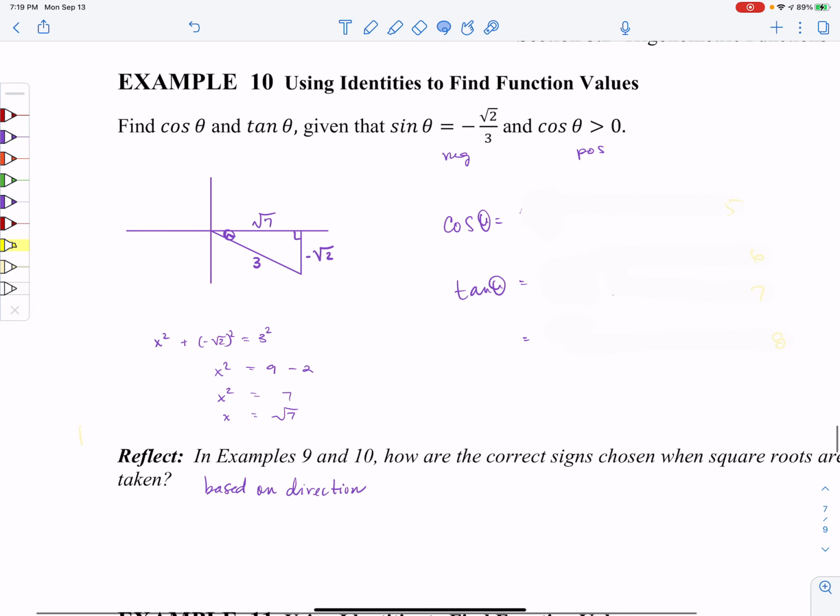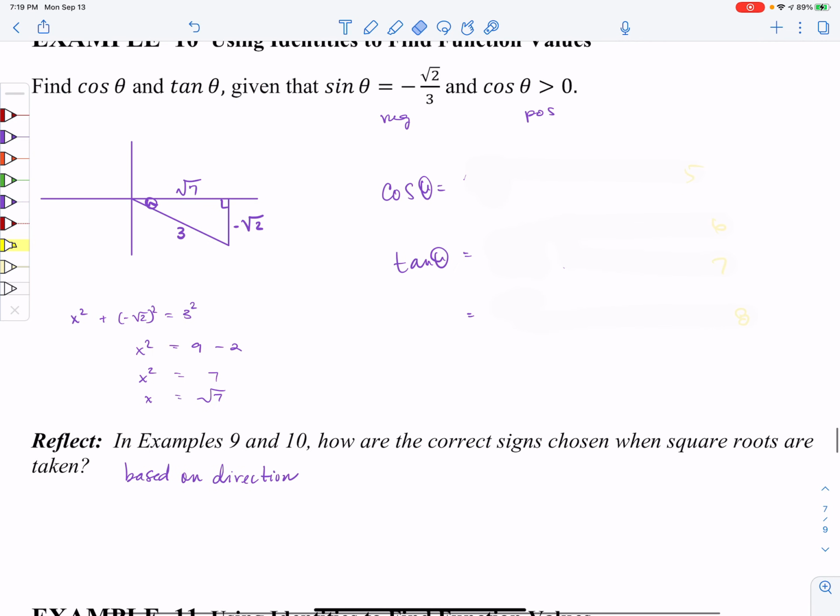And I was only asked for 2 of my trig functions. I was only asked for cosine and tangent. So cosine is going to be adjacent over hypotenuse. Root 7 over 3. Tangent will be opposite over adjacent. So it's going to be root 2 over root 7. Don't forget your negative. But then you have to rationalize the denominator. So multiply insides times insides. You'll get a root 14 on top and just a plain old 7 on bottom. Again, don't forget about the negative.